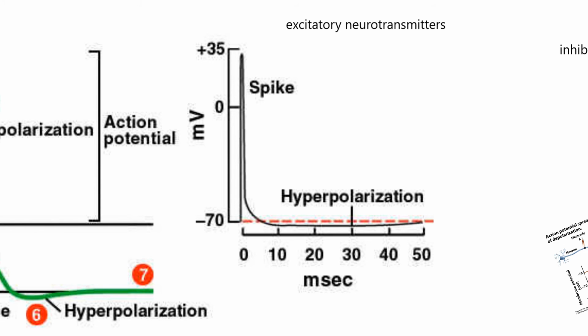Okay, that's not what's depicted here. What's depicted there is the influence of an inhibitory neurotransmitter. Inhibitory neurotransmitters tend to move the membrane potential more negative, or hyperpolarization, and those inhibitory neurotransmitters would make it less likely for that nerve to initiate an action potential.